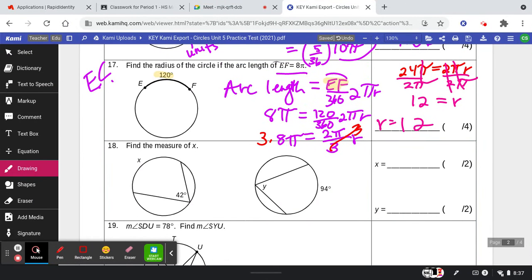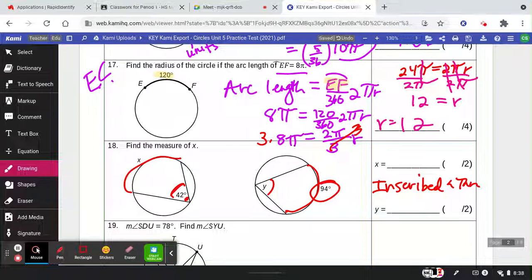Okay, measure of x and y. Notice there's a two-part problem here, okay? What is the rule for inscribed angle theorem? Well, it says that my angle is half of the intercepted arc. So if my angle is 42, going out to the arc, I'm going to double it. If I'm given the arc going into the angle, I'm going to half it. Notice when I'm going from big to small is when I'm going to half it. Notice when I'm going from small to big is when I double it.